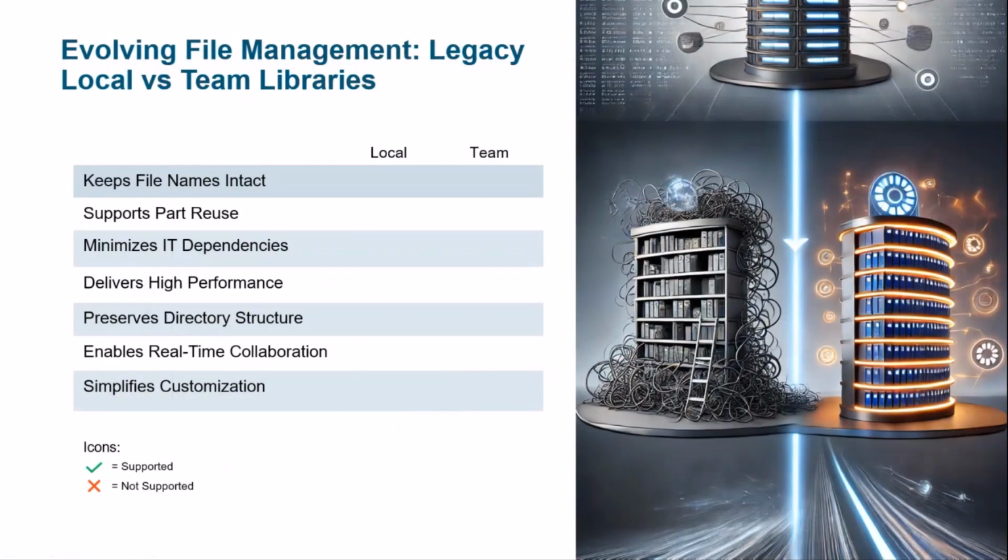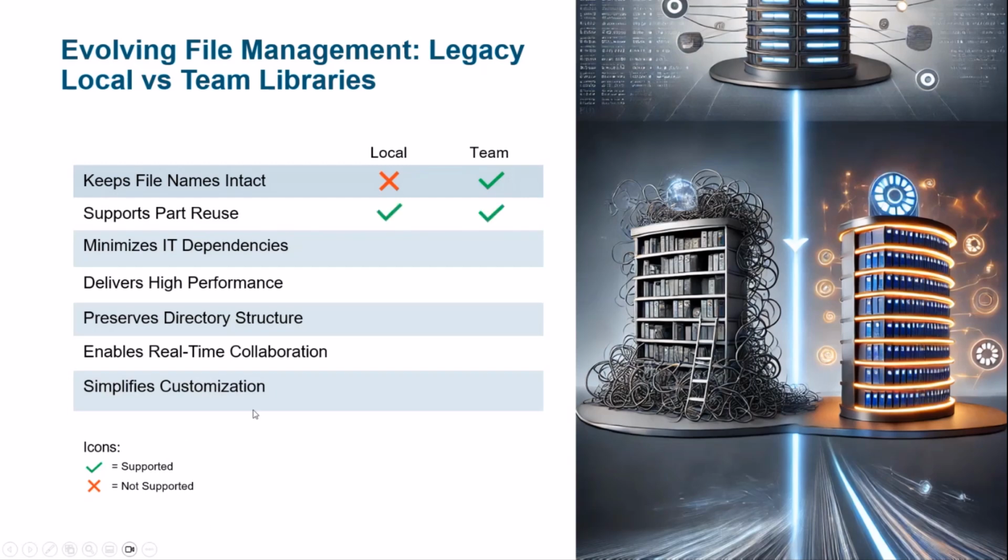So in this slide, we will basically compare local library or legacy library versus team library, and we want to see how the file management and other aspects help us. So the very first point of comparison is keeping the file names intact. The local library falls short, as you know, it mangles the name and then you lose track of the original file name. The team library, on the other hand, retains the file name consistently, improving organization and traceability.